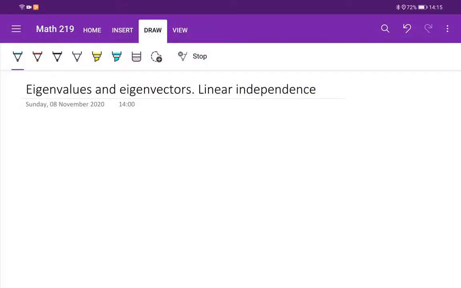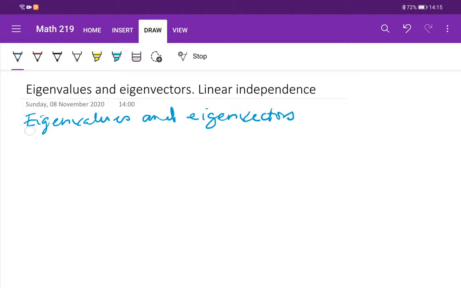Today we will consider eigenvalues and eigenvectors and also linear independence. We'll start with eigenvalues and eigenvectors. So let's let A be an n by n matrix.